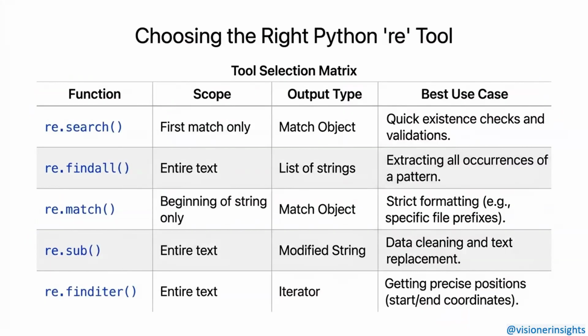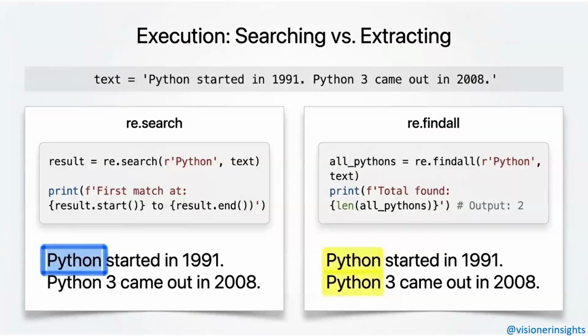Let's see how this actually behaves when we write the code. Look at the difference in execution here. We've got a simple string. Python started in 1991. Python 3 came out in 2008. Notice that when we use re.search looking for Python, the engine stops the millisecond it finds that very first Python from 1991. It literally ignores everything else. But using re.findall for Python, the engine scans the whole document, extracting both the 1991 instance and the 2008 instance, handing us back a nice list of 2 items.